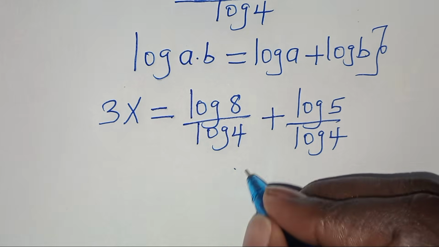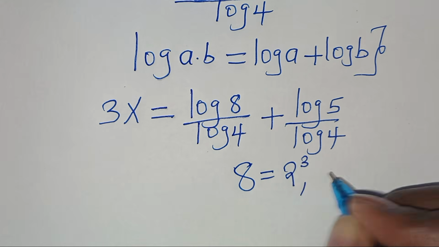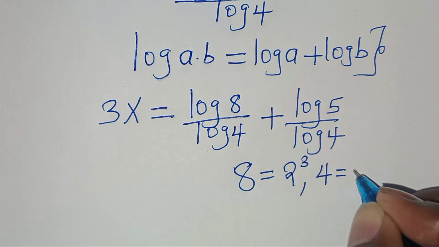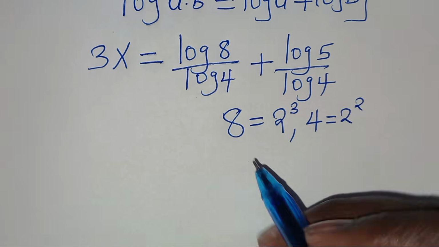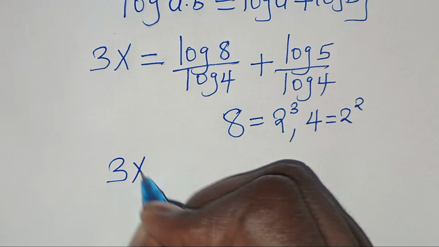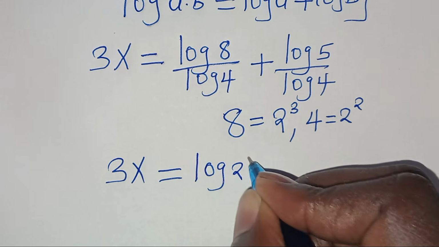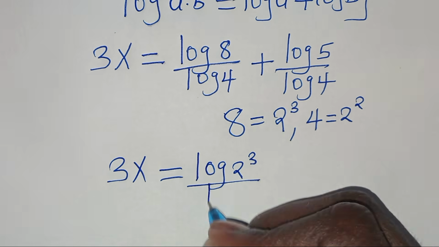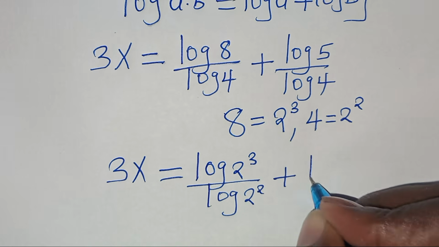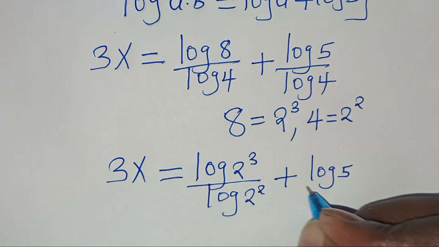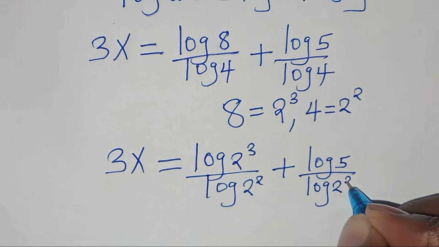Now the next step is that we can express 8 as 2 to the power of 3, and we can express 4 as 2 to the power of 2. Now let's substitute this so that we have 3x equal to log 2 to the power of 3 divided by log 2 to the power of 2, then plus log 5 divided by log 2 to the power of 2.